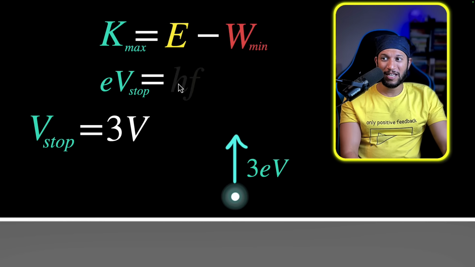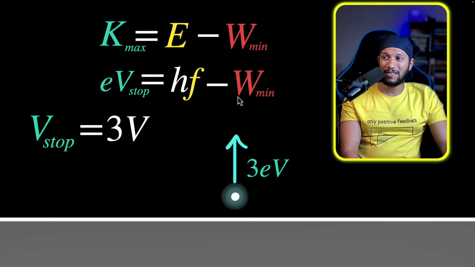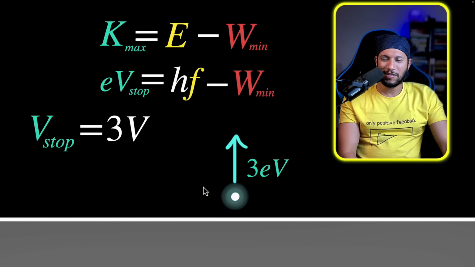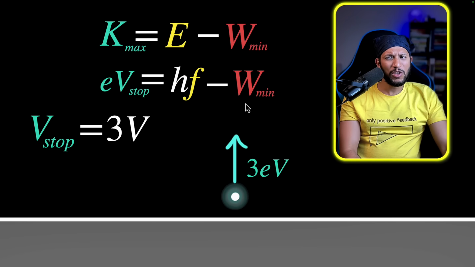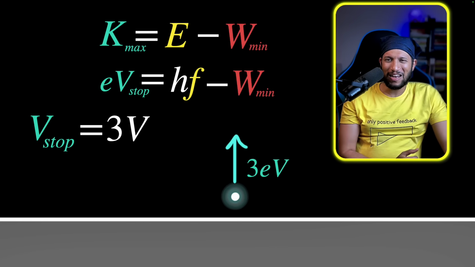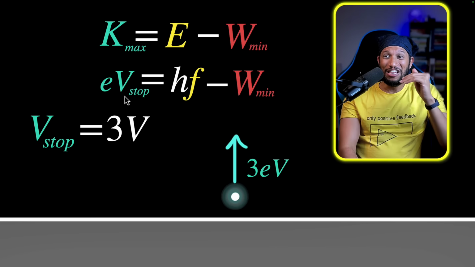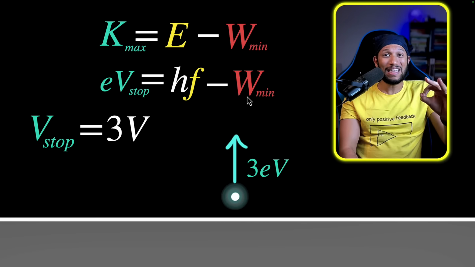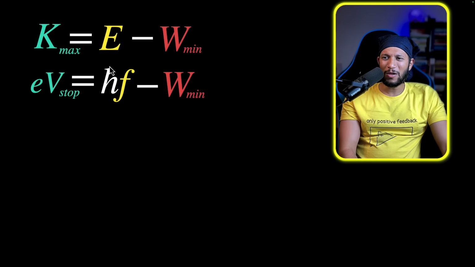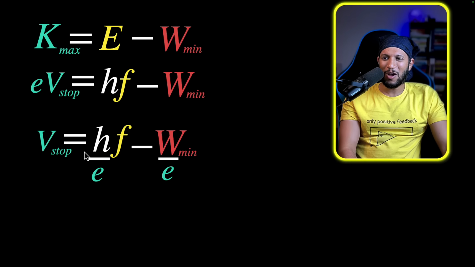So energy of the photon is h into F minus this minimum energy needed to overcome the electric forces. And Einstein asks Mahesh, now do you see it? And I'm like, no, what is so weird over here? I can't find out. And Einstein says, all right, don't worry. Let's divide the whole equation by E. That's the final step. So if we divide this whole equation by E, we will now get V stop equals HF divided by E minus W minimum divided by E.